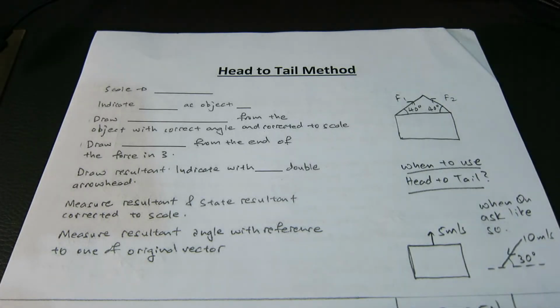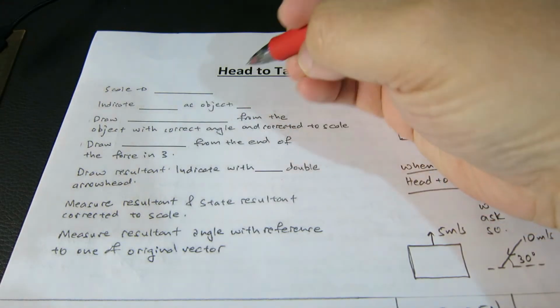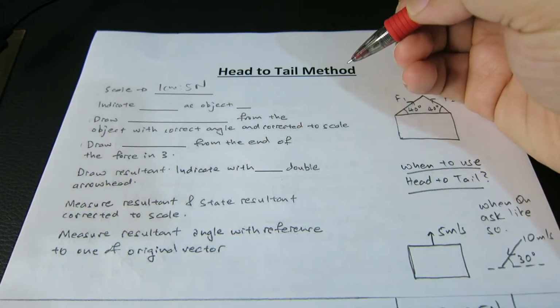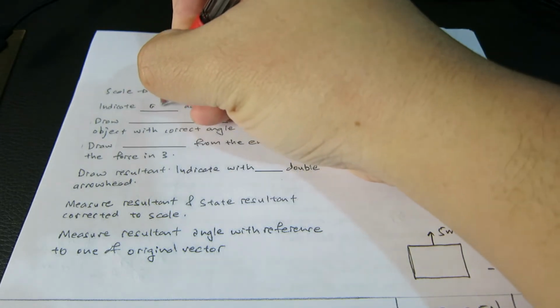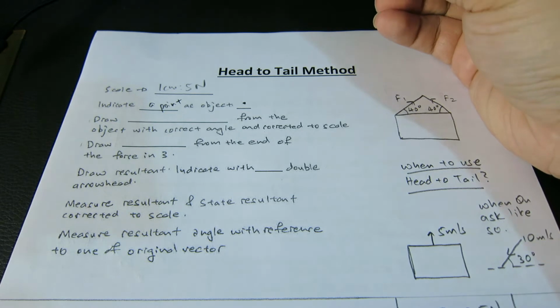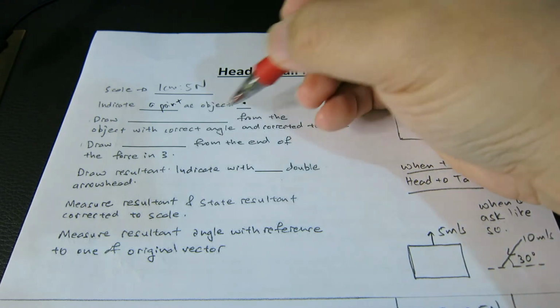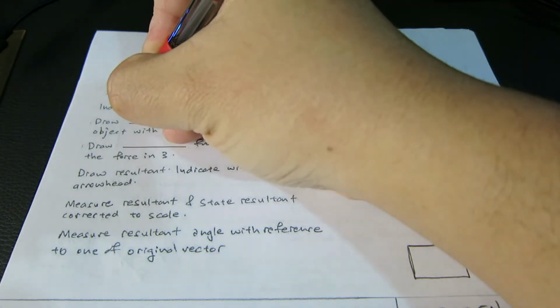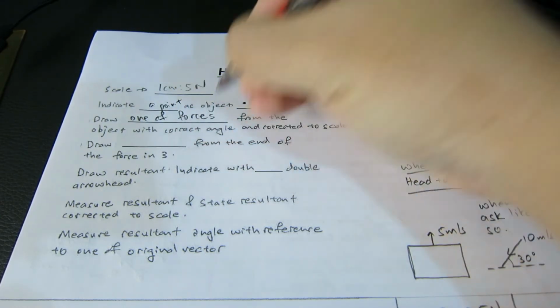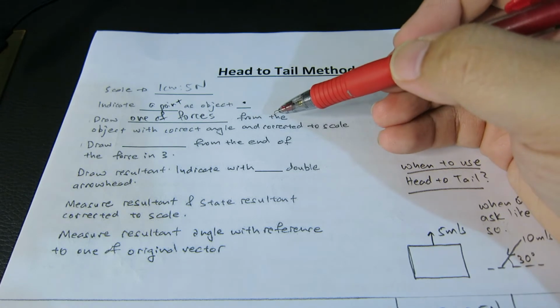Alright, so I'll go a little bit faster for head to tail because I think you roughly know. The steps are pretty much the same. You select the proper scale based on the size of the answer sheet that you have. You indicate a point as an object using just a dot. Then you draw, in this case it's slightly different, you only draw one of the forces. In the parallelogram method, you draw all the forces acting from the object.